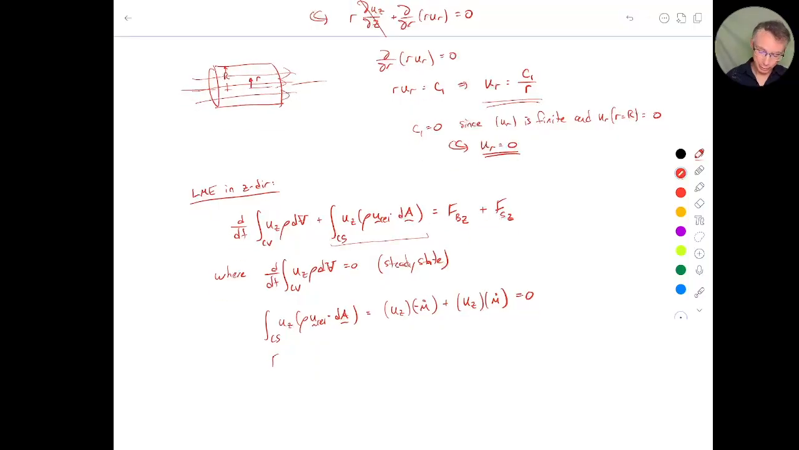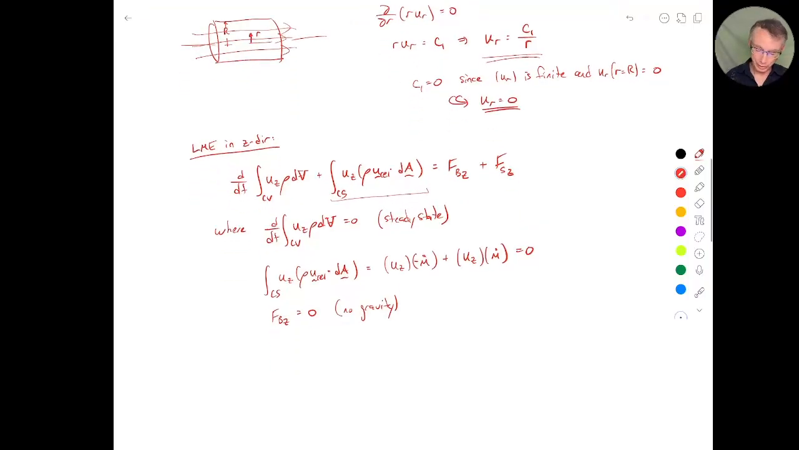The body force term in the z direction we're saying is 0. There's no gravity to worry about in the way I've set up the problem. You could include gravity if you wanted to, but for the standard Poiseuille flow, there is no gravity, so we'll ignore that. So that just leaves the surface force term.